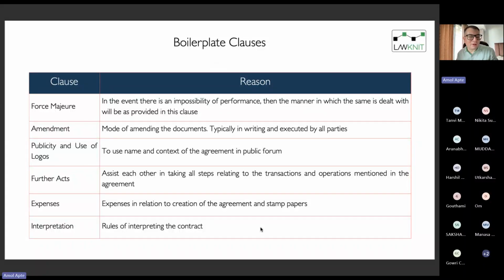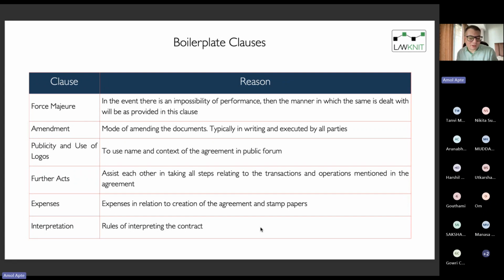So, what are the steps that you need to take to assist each other to complete the transactions or agreements will be covered in these kind of clauses. The expenses, there are considerations defined, there are obligations defined, there are rights defined, but then there may be certain expenses which are outside of those considerations, and it's always better to capture who will bear what.